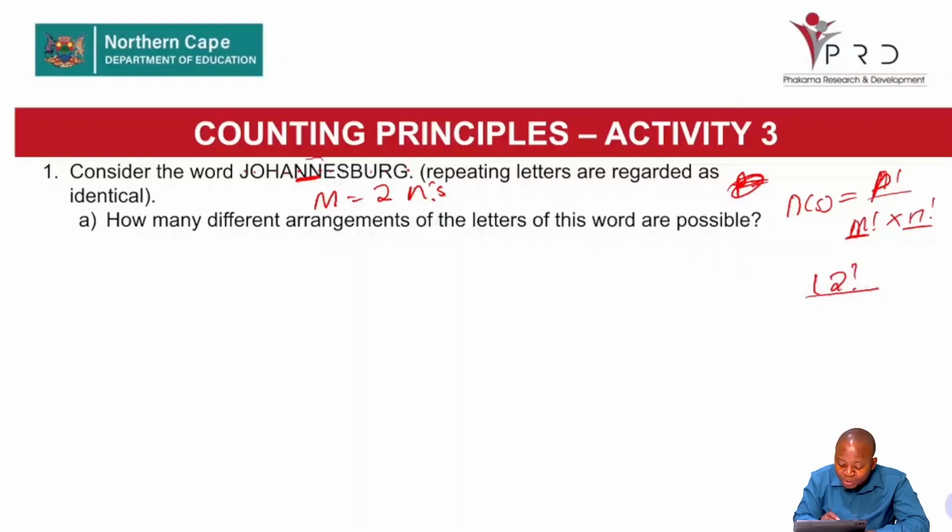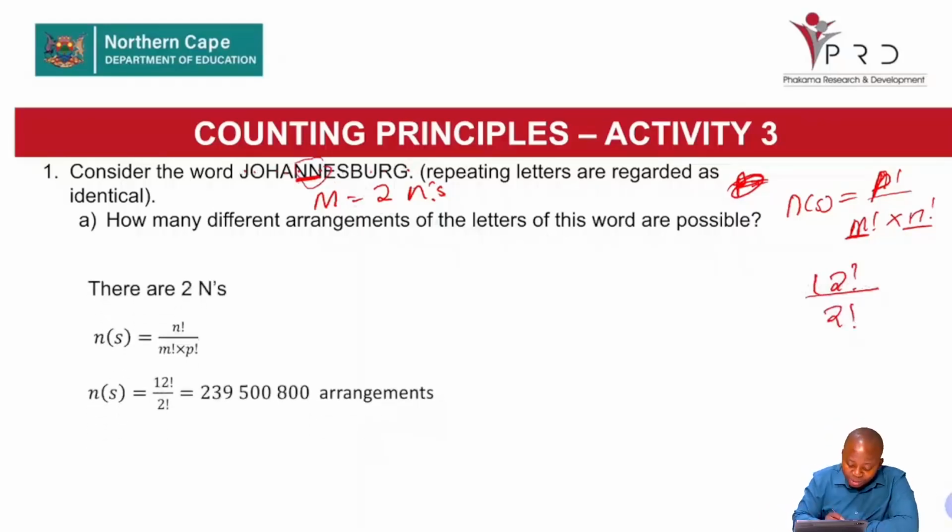There's only one repetition of N, which is over 2 factorial. Simple as that. So there are 2 N's. So you can say the number of events, we're saying it's N over P factorial. In that case, it's 12 factorial over the 2 N's that are repeating.